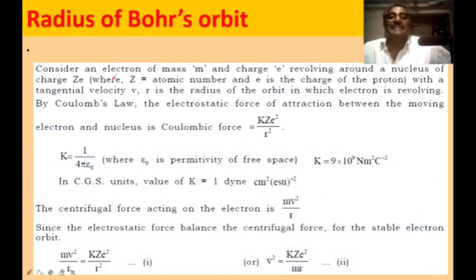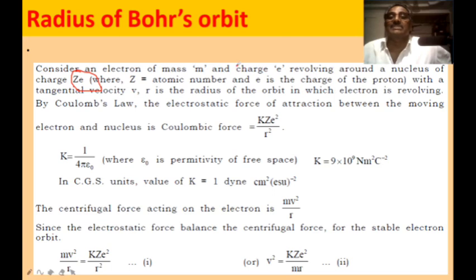Let us consider an electron of mass m and charge e revolving around the nucleus of charge Ze, where Z is the number of protons, that is, Z is the atomic number, and e is the charge of a proton. So what would be the charge of the nucleus? Z into e, Ze, is the charge of the nucleus.